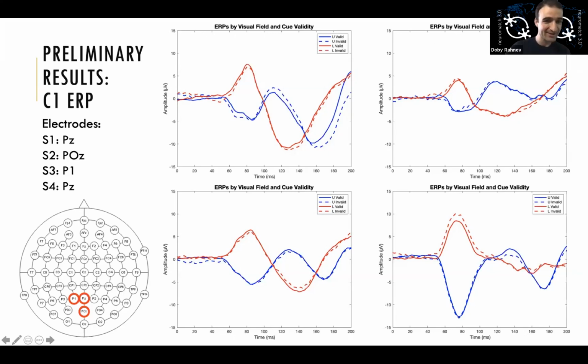Great. So Marisa Carrasco has a question as well. Could the lack of an effect be related to the fact that the attended area is so large?